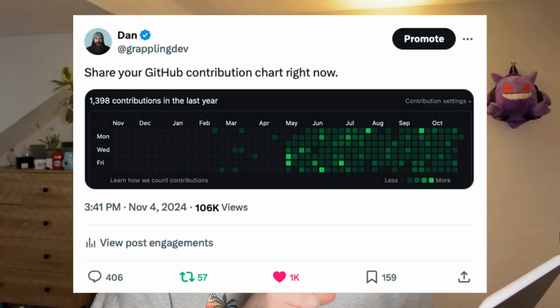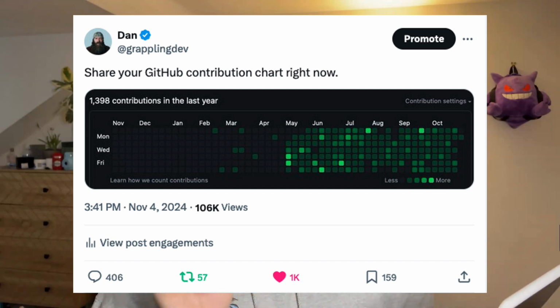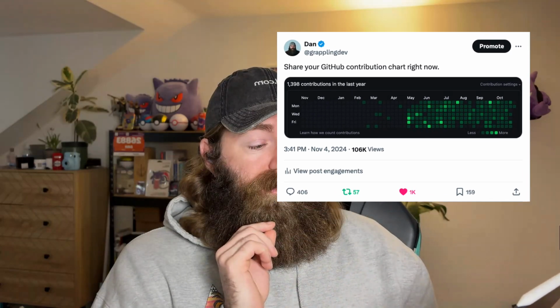Now let's have a look at number two. This one was posted only 2 days later, right? Share your GitHub contribution chart right now, and there's a screenshot of my contribution chart. 106k views to date, 28 reposts, 29 quotes, 1018 likes, 159 bookmarks. This one did numbers on the comments, and this is the main reason.